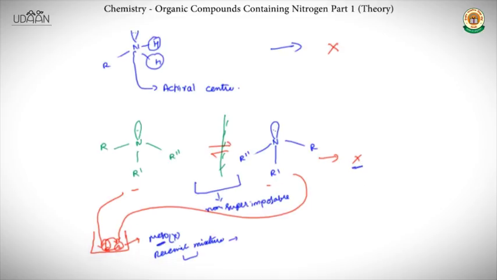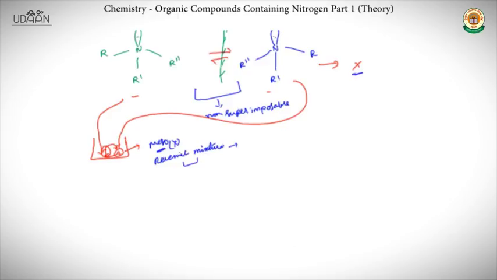Now let's consider a compound like this one. As you can see here, nitrogen has a hydrogen, and if you take the mirror image of it, you are going to get nitrogen, hydrogen, and this one. As you can see, these two are non-superimposable.